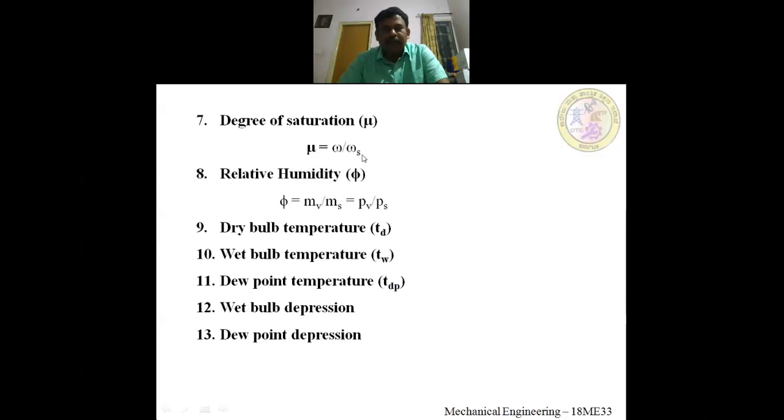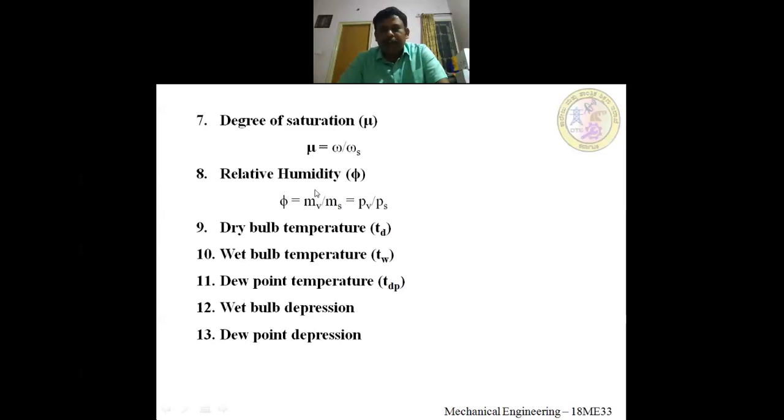Next we'll go to the next definition. Degree of saturation is represented by the symbol mu. It is defined as the ratio of specific humidity of unsaturated air to the specific humidity of saturated air, both airs at the same pressure and temperature. So specific humidity of unsaturated air to specific humidity of saturated air, both at the same pressure and temperature.